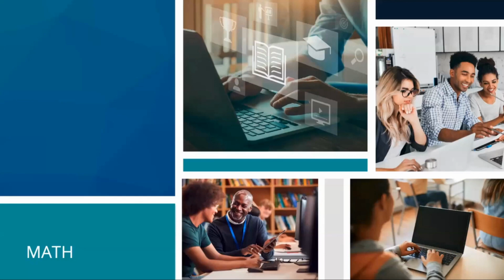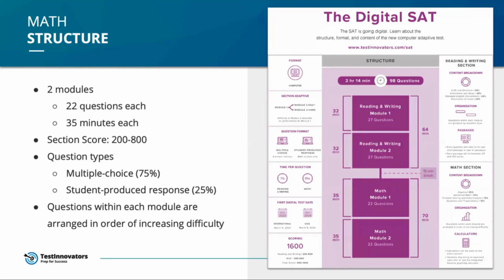Okay, so let's talk about the math section now. Once again, the math section has 2 modules, 22 questions each and 35 minutes long each. It's the same drill with the scoring. It's between 200 and 800 points to get your math section score. And unlike reading and writing, where all the questions are multiple choice, about 75% of the questions on the math section are multiple choice, and 25% are what's called student-produced response questions. If you're familiar with the paper version of the SAT, they had grid-in questions where you had to bubble in your answer. This is the digital version of those grid-in questions. So you have to come up with your own answer. You aren't given 4 answer choices to choose from.